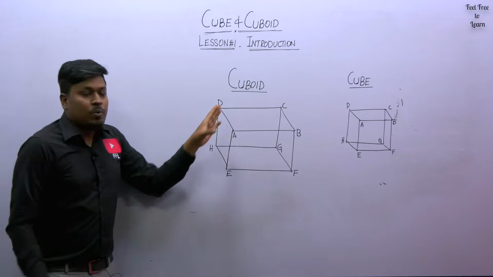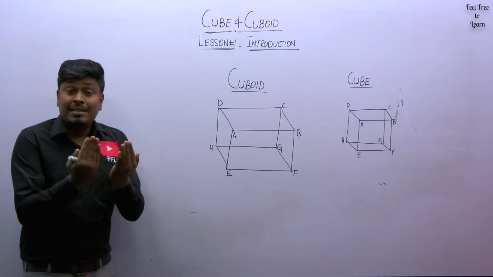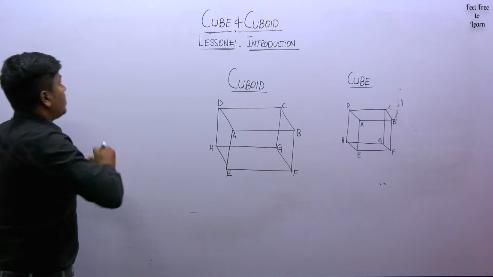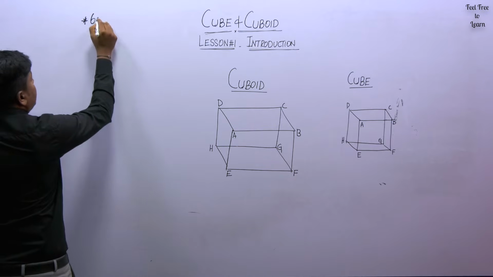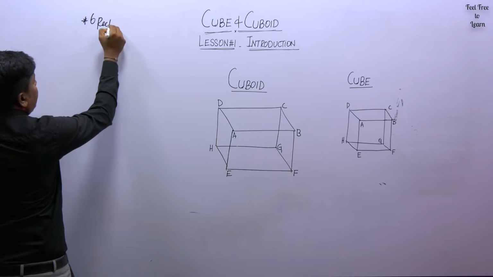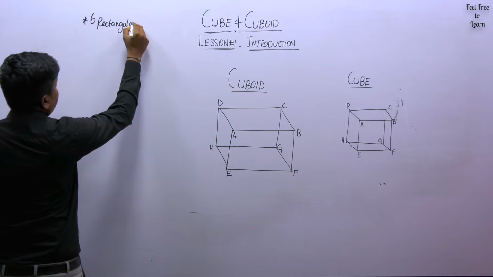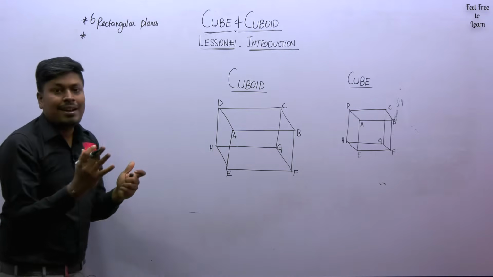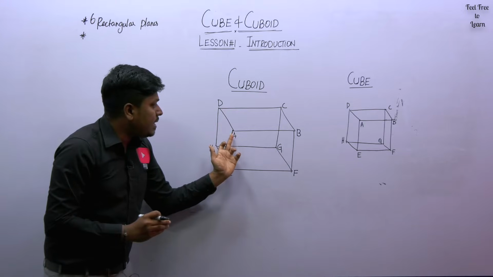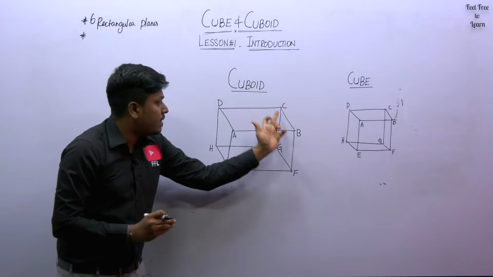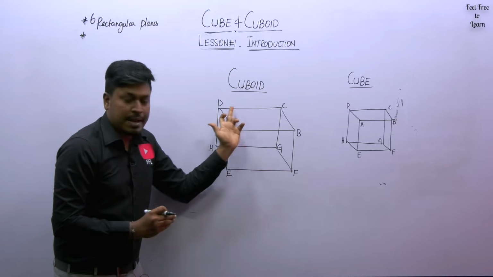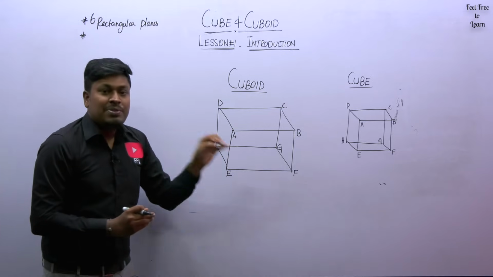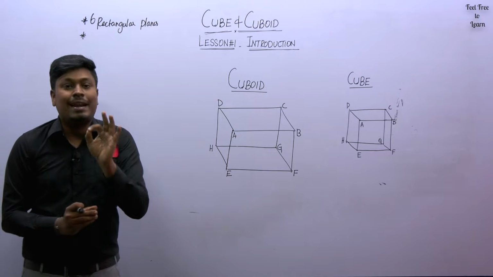So cuboid is a rectangular box, and this cuboid is surrounded by 6 rectangular planes. So note this point, cuboid is surrounded by 6 rectangular planes. Can you see what it is? What I am saying is that the 6 rectangular planes are the sides, right? You can see A, B, C, D is one plane. Got it? This is one rectangular plane. Similarly, A, E, F, B is another rectangular plane. So similarly, there are a total of 6 rectangular planes.